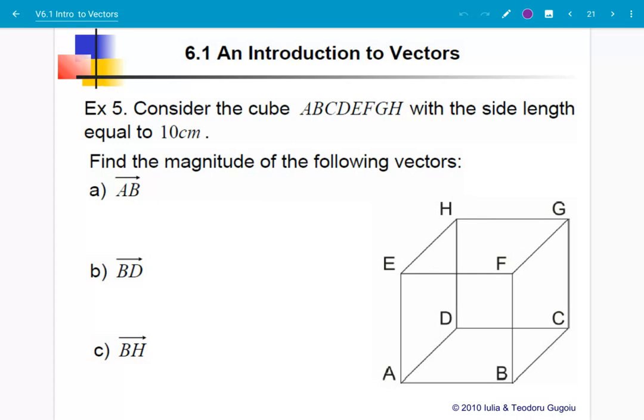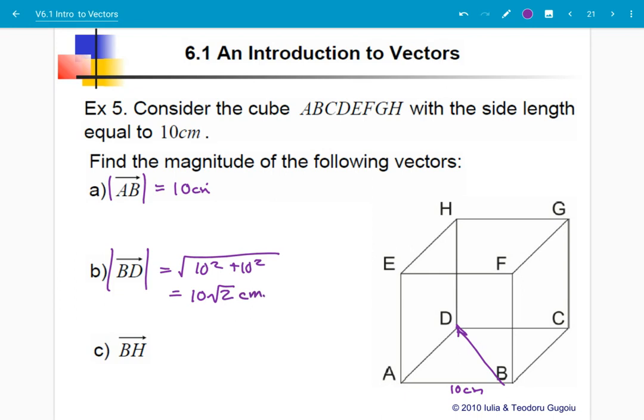All right, find the magnitude of the following vectors, A to B. Each length is 10 centimeters. The magnitude of A to B is then just 10 centimeters. B to D, right here, it's a two-dimensional vector, if you like. It just goes across. It is 10 squared plus 10 squared. That is 10 root 2 centimeters.